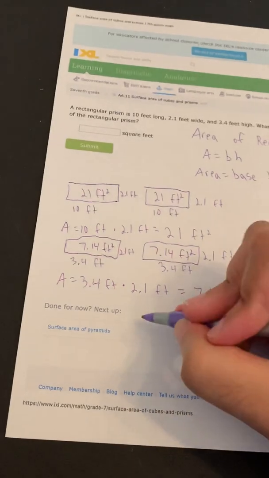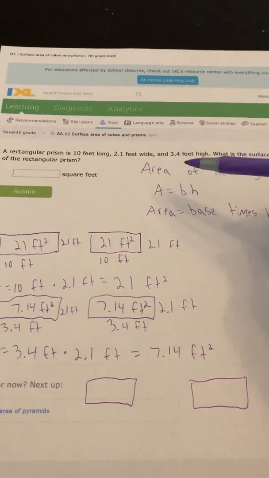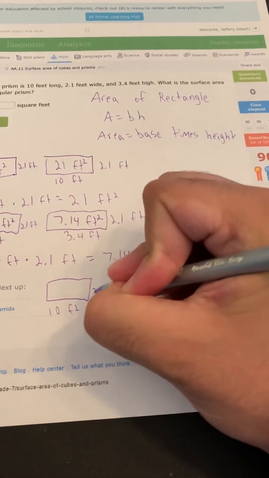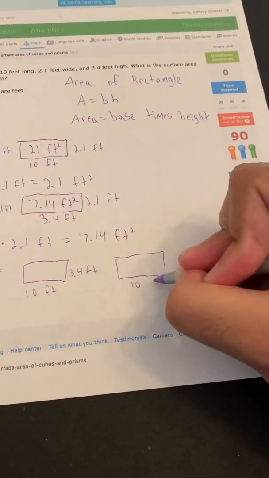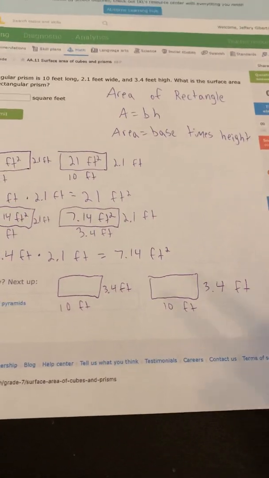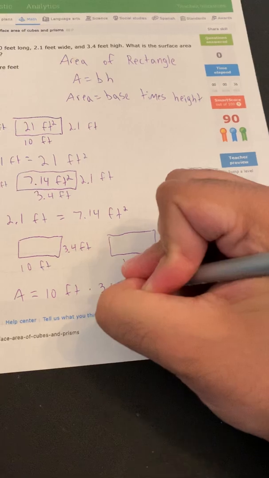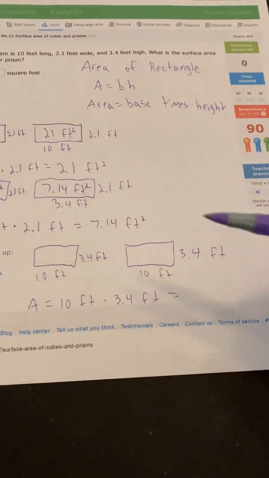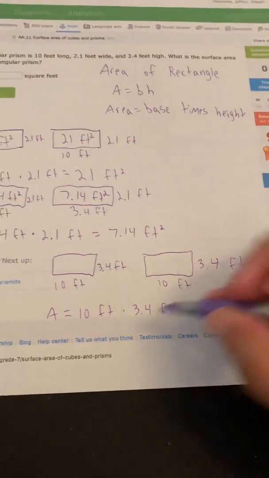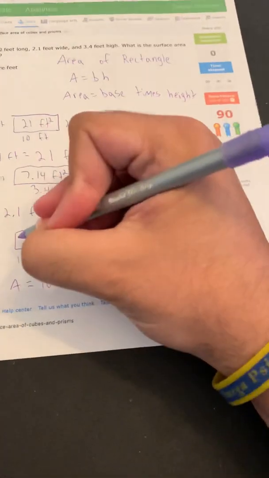All right, and our last set, you take the third dimension, 3.4 feet, and the first dimension, 10 feet. All right, and the way you do this is base times height still equals 10 feet times 3.4 feet. So to do 10 times 3.4, you just take the decimal point and move it to the right one time. So that's gonna be 34. So 34 feet times feet is feet squared. So we got 34 feet squared for both of these.